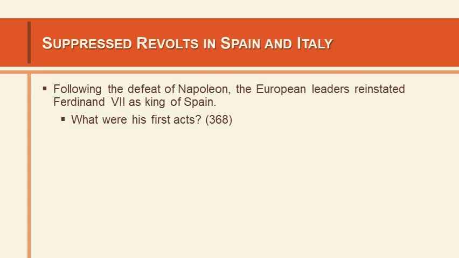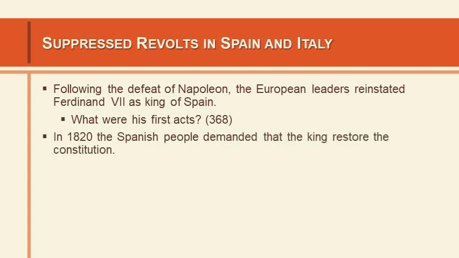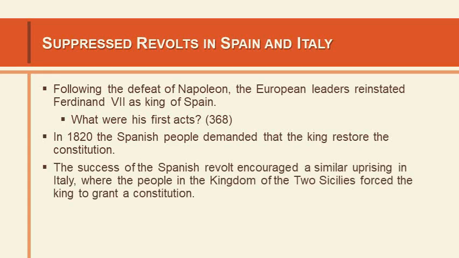What did he first do here in the middle of page 368? As you can see, he's not really interested in promoting these new modern Enlightenment ideas. But the people aren't going to go for that, so they want the Constitution that they had written restored, and because the military is turning against him, he has to accede to these demands.